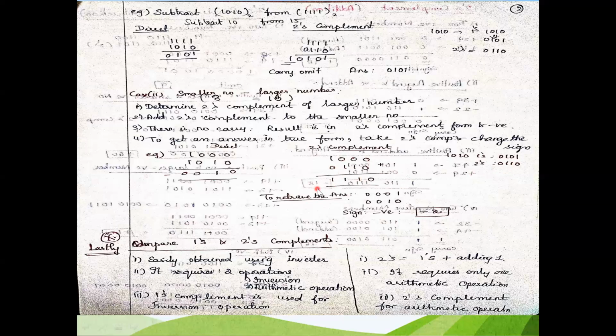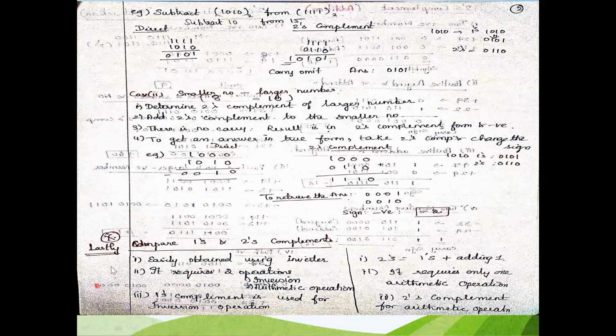For the answer, we don't have any carry, and once again we have to take the 2's complement along with a negative sign. The 1's complement will be 0001, the 2's complement will be 0010, and the sign should be negative. Hence the answer is minus 2. So this is how we can perform subtraction for the case of larger number minus smaller, or smaller number minus larger, in 2's complement.